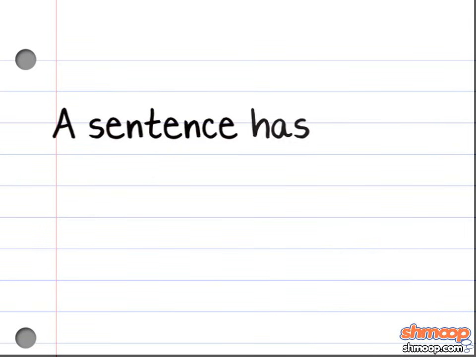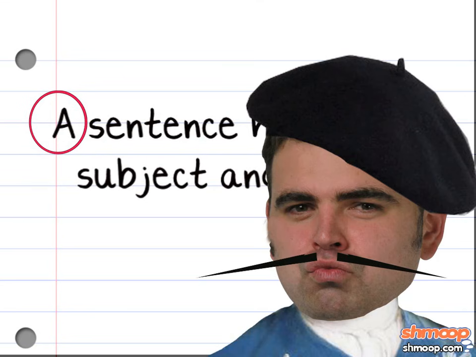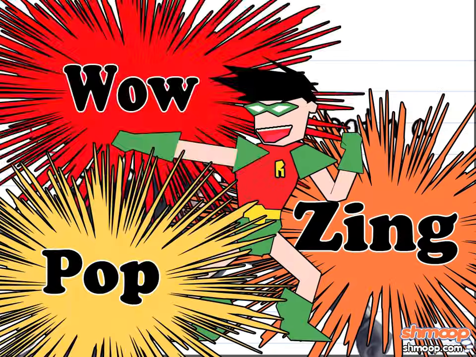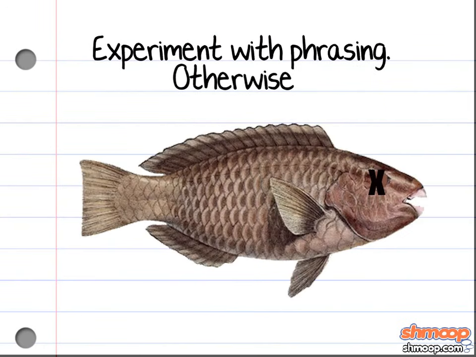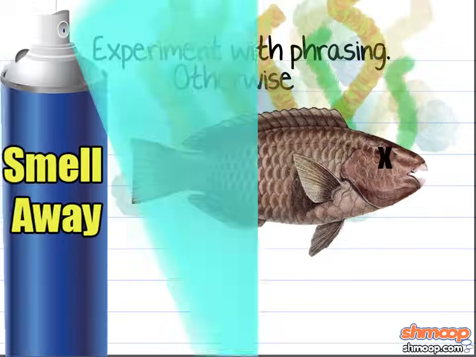As you may already be aware, a sentence has both a subject and a verb. It also has things like a capital letter at the beginning and some form of punctuation at the end. A foreign concept, we know. But those are just the basics. To make a sentence really zing, pop, and wow, you'll want to experiment with phrasing. Otherwise, your sentence is just going to lie there like a dead fish. It's going to stink like one, too.